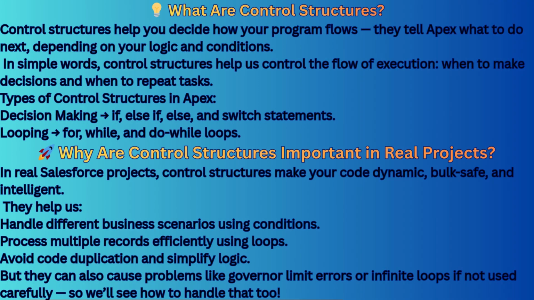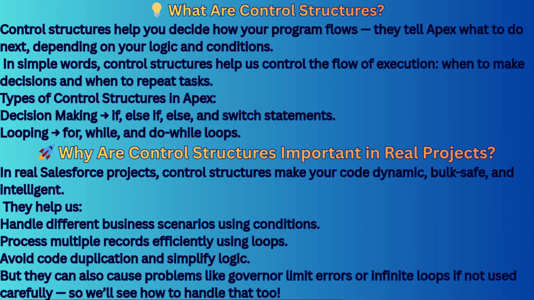First question in our mind: what are control structures? Control structures help you decide how your program flows. They tell Apex what to do next, depending on your logic and conditions. In simple words, control structures help us control the flow of execution, when to make decisions, and when to repeat tasks. There are two types of control structures in Apex. The first one is decision making: if else and switch statement. And the second one is looping: for, while, and do while loops.